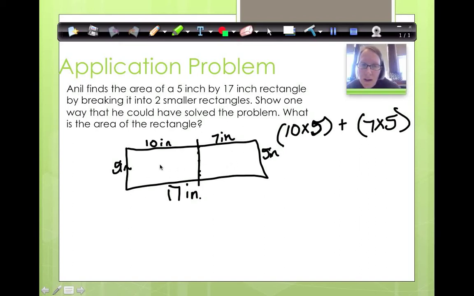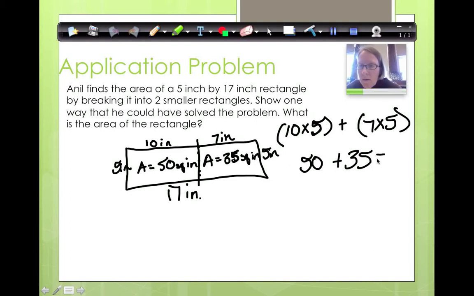Okay, so let's find this area right here. 10 times 5 is 50, plus 7 times 5, which would be this area right here. So this area equals 50 square inches. And let's find this one. 7 times 5 is 35. Well, this would be 35 square inches. Now let's add them together. Equals the whole area of that whole rectangle.